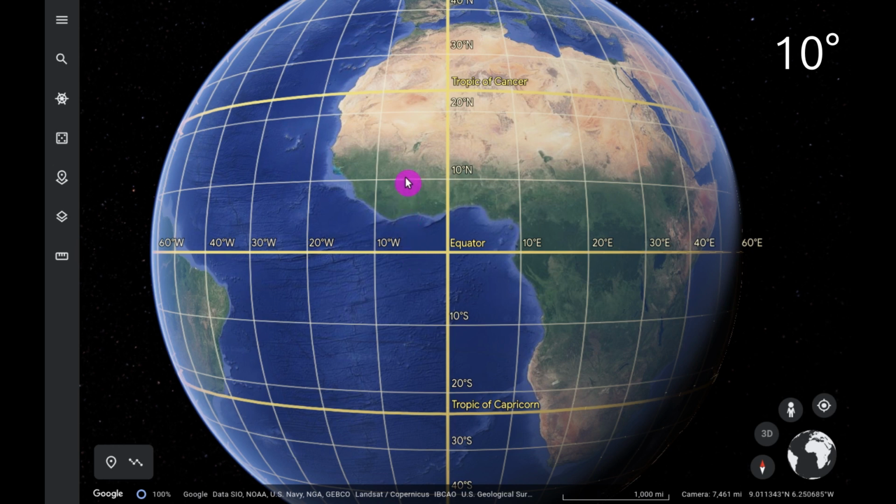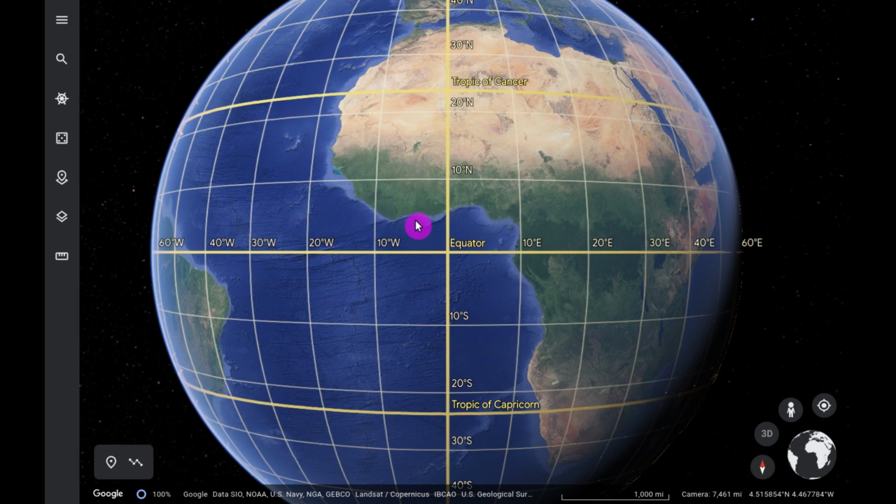The number of degrees between any two lines, between the line at the equator and 10 degrees north, that's 10 degrees north. From the prime meridian to 10 west, that's 10 degrees. And as you zoom in, it will dynamically show you finer and finer gradations.